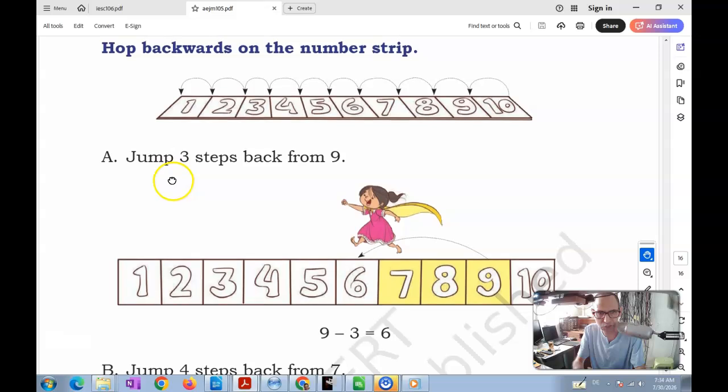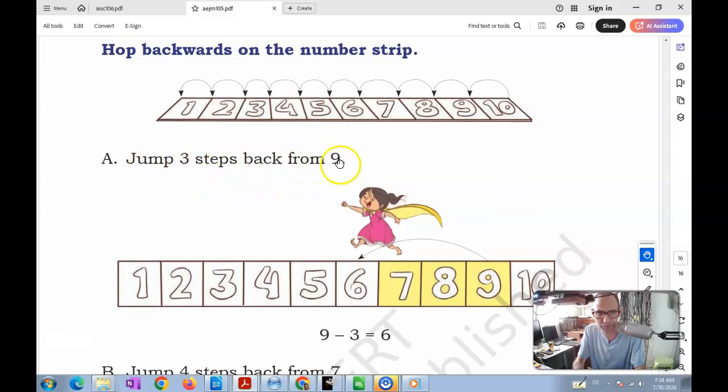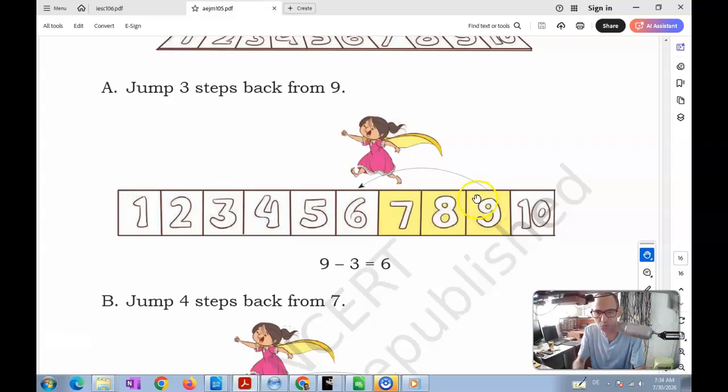So essentially, you jump 3 steps back from 9. That means you're at 9, and your number line starts at 1, which is not that important right now in this situation. So if you start at the 9 and then you jump back 1, 2, and 3 steps, you will end up at the 6.